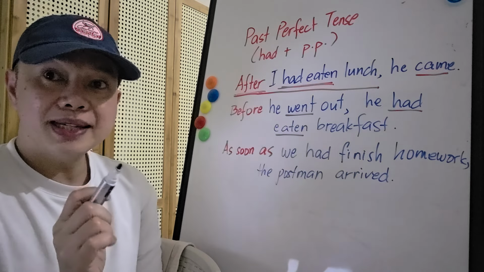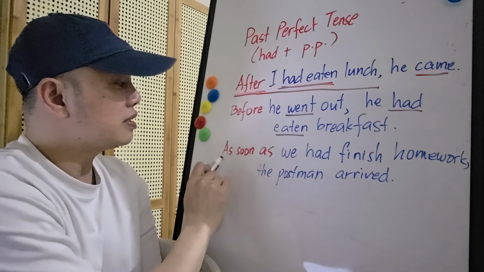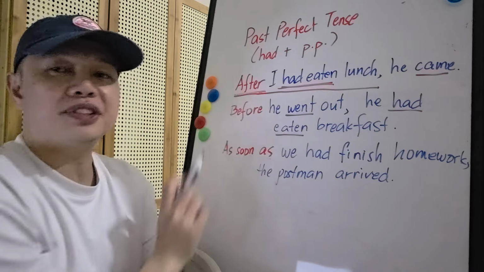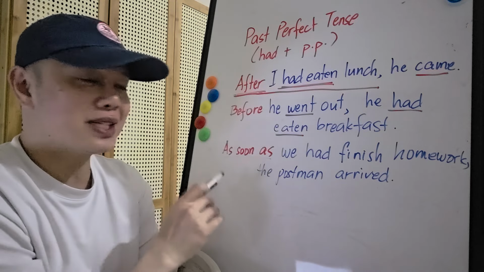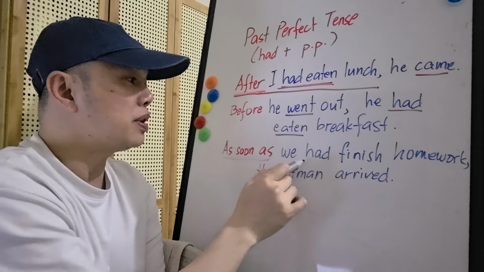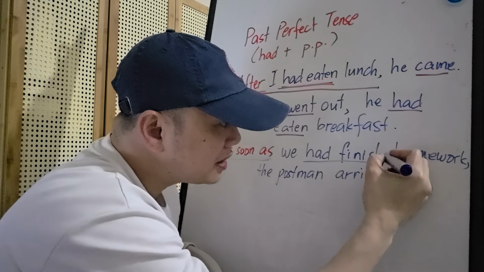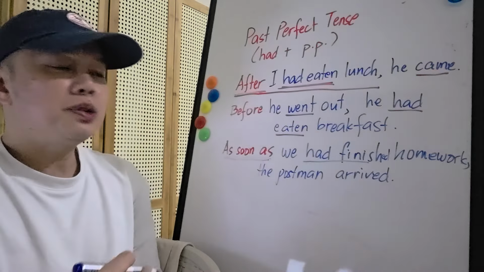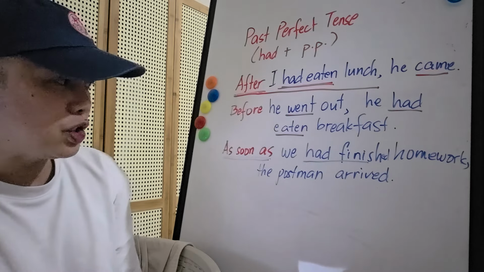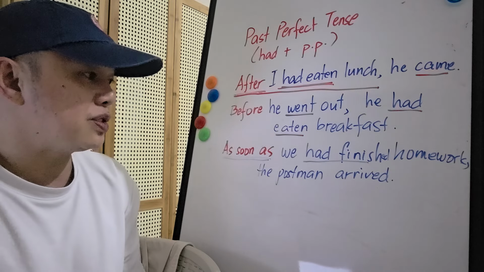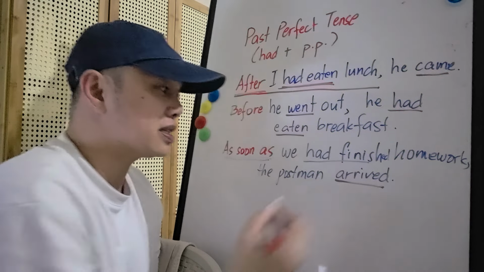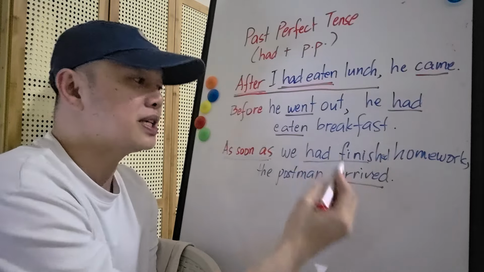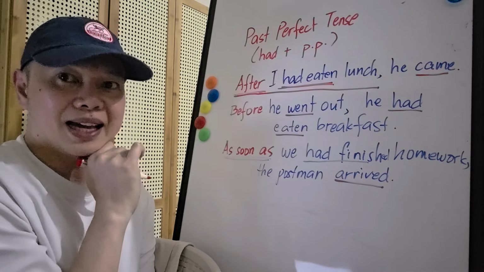Okay, so basically "as soon as" has a similar property to "after", meaning that the clause that accompanies the first action, "had finished" rather, should be in the past perfect form. And the second action should be in the second clause. So this one happened first and this one happened next.